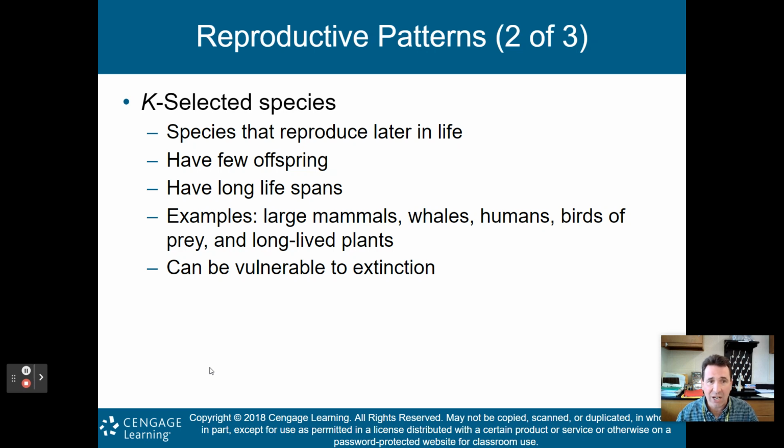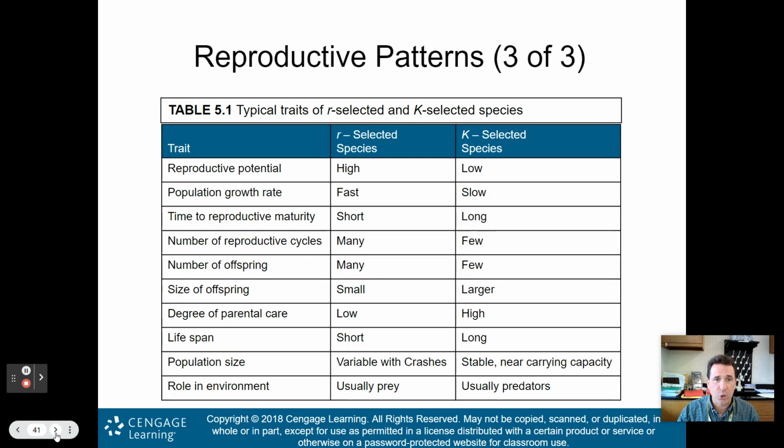K-selected species are more like us, more like humans. We reproduce later in life. We don't have as many offspring. We have long lifespan. Examples, large mammals like us, whales, humans, birds of prey, and long-lived plants. K-selected species, however, are vulnerable to extinction because they don't have a lot of offspring and they produce later on in life.